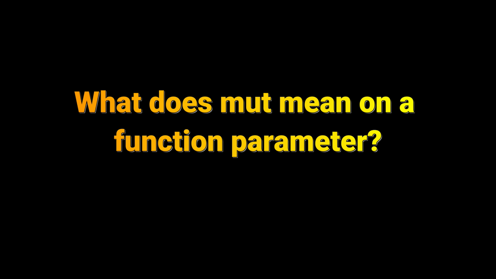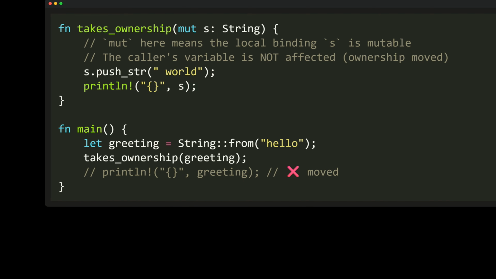Question: what does mut mean on a function parameter? When you put mut on a function parameter, it means the local copy inside the function can be changed. But this does not affect the variable you passed in from outside. If the function takes ownership, the outside variable is moved and cannot be used anymore. The mut only lets you change the value while the function has it. After the function ends, the value is gone. The caller's original variable, if it still existed, would not be changed because ownership moved completely into the function.